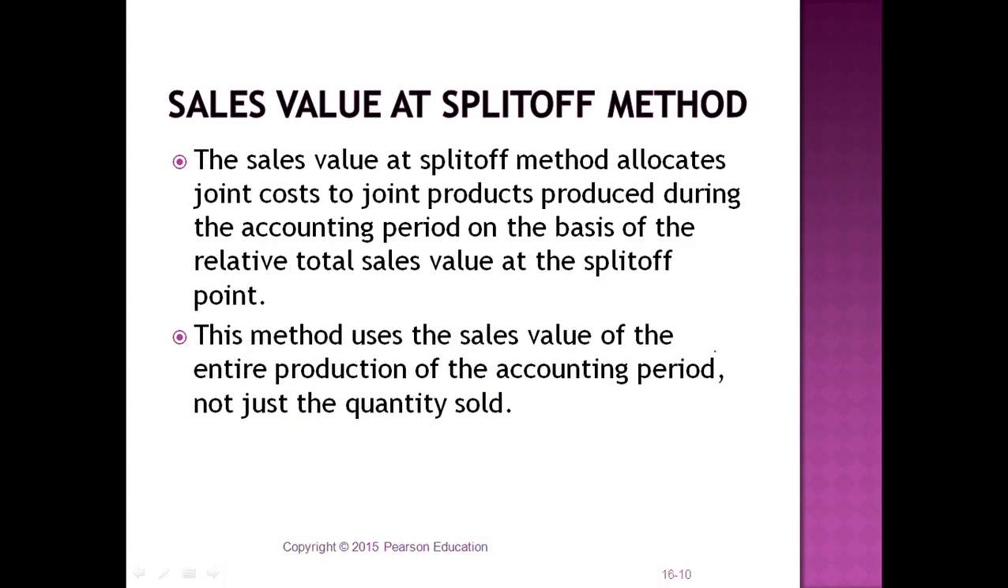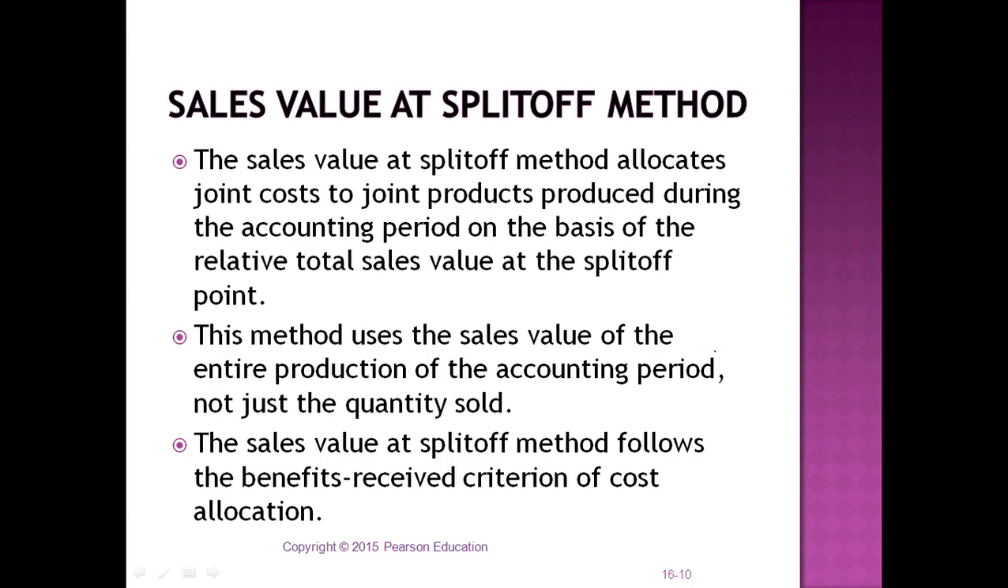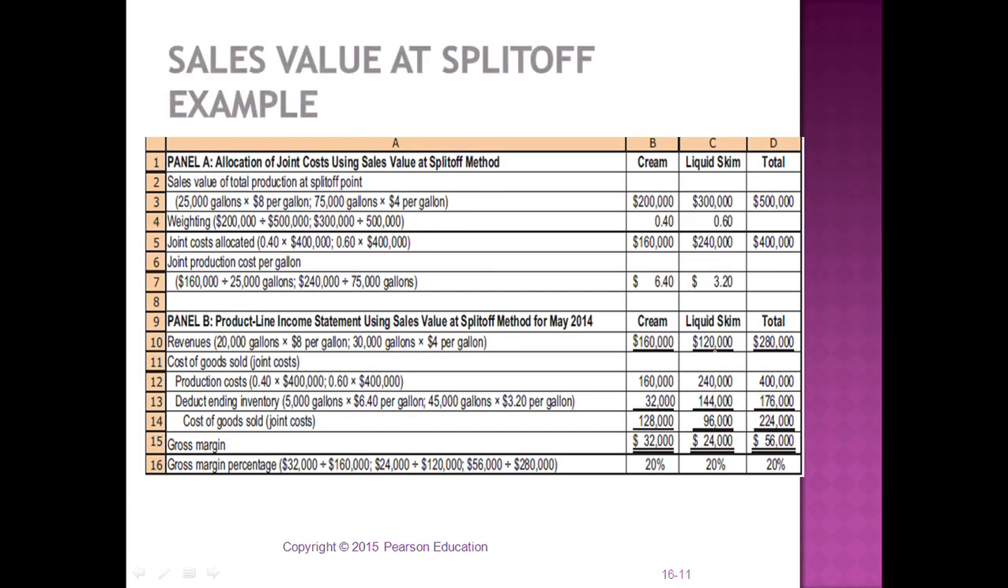So this method uses the sales value of the entire production for the accounting period. It's not just the quantity sold. So in our example, we need to take the total production rather than the total sales. The sales value at split off method follows the benefit received criterion of cost allocation. If you can see this table here, this is how you do the calculation for the sales value at split off. First thing we do is calculate the sales value at split off for both these products.